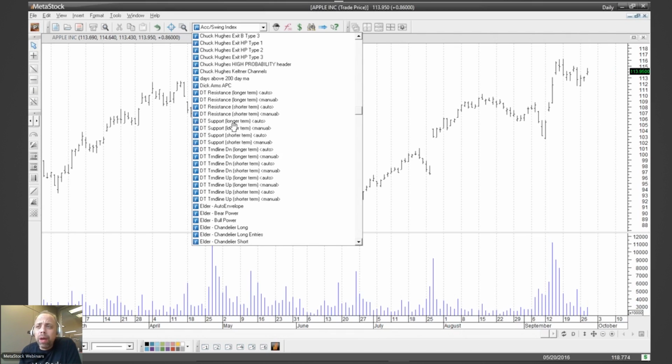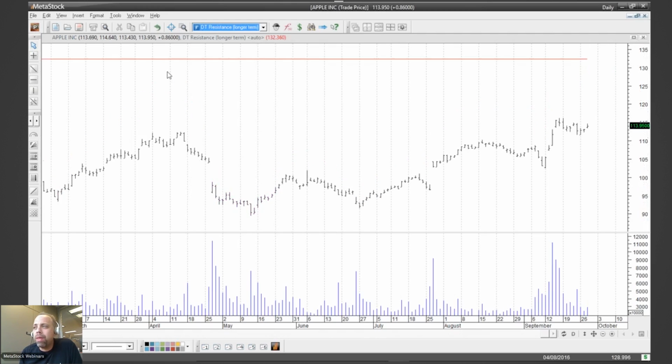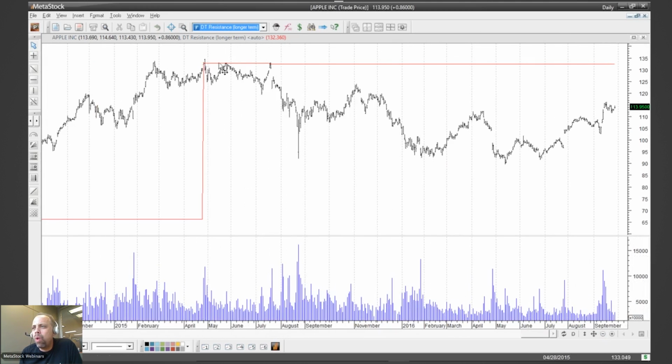So if I want MetaStock to draw a support level, I'm just going to use the automatic one. The manual ones you can go in and change the look-back periods and the sensitivities on. But if I want to add this to a chart, I'm going to add it just like any other indicator. So let's start with the resistance since they're right here. Let's do a longer-term resistance. I'm going to drop that on the chart. And you'll notice that the longer-term resistance was set way back here. Okay, so resistance longer term is going to be right here.